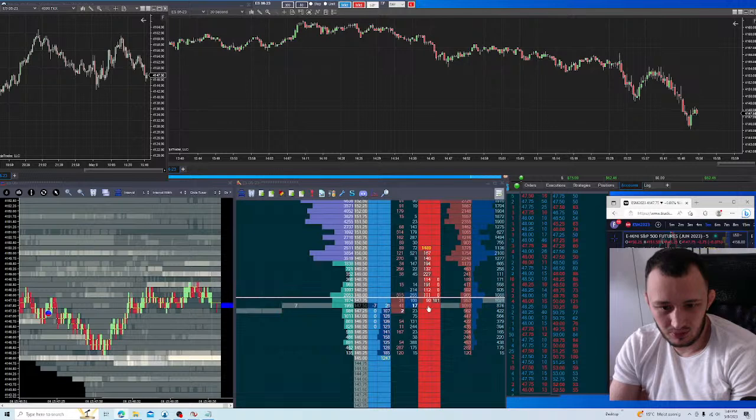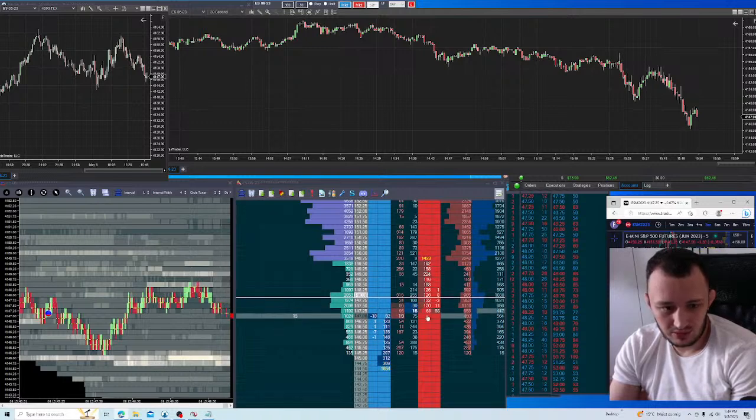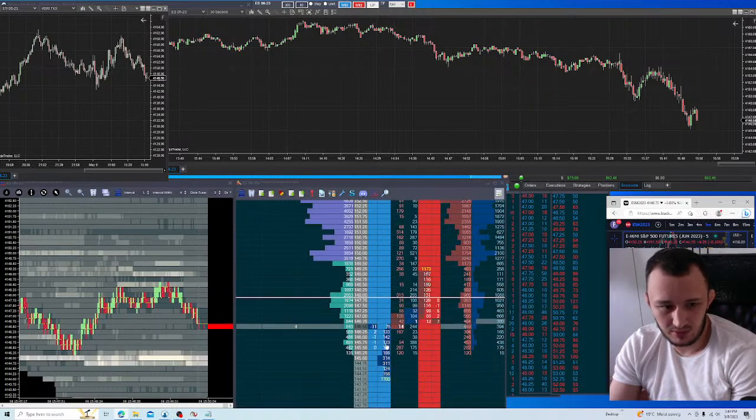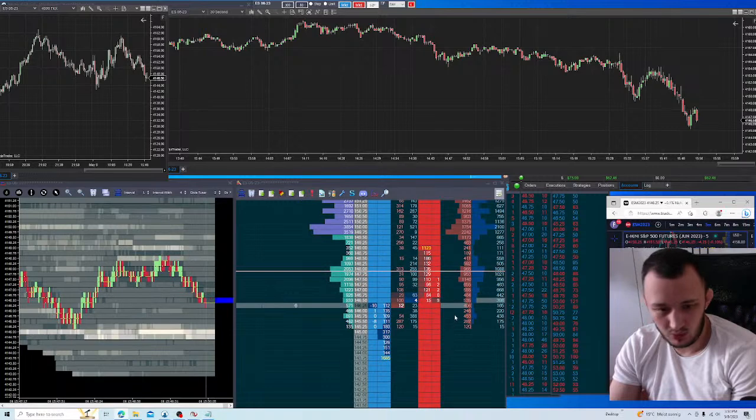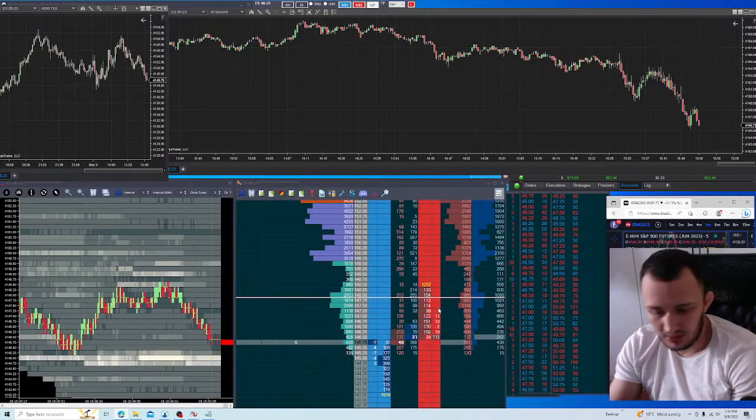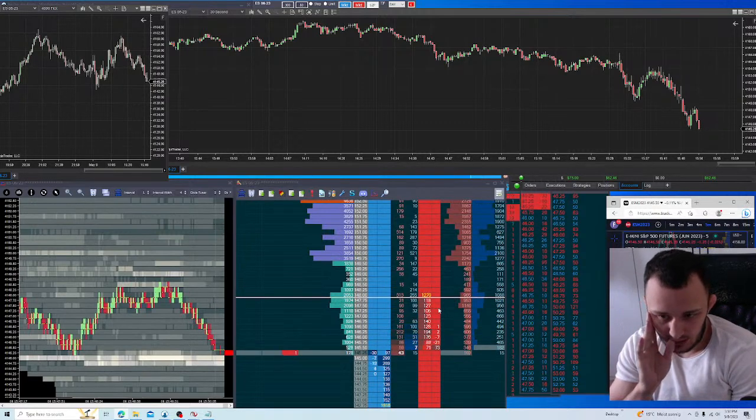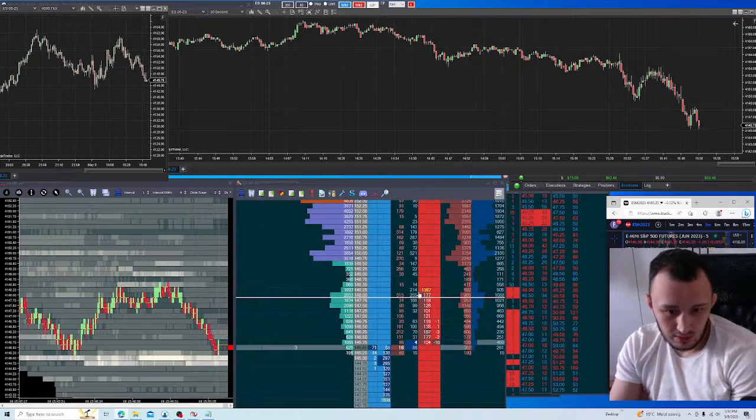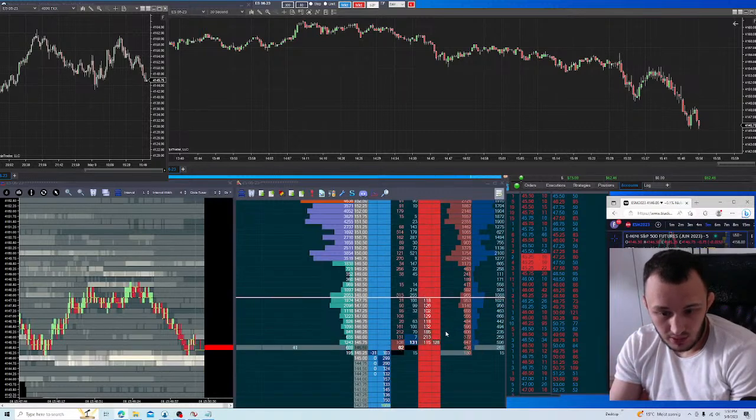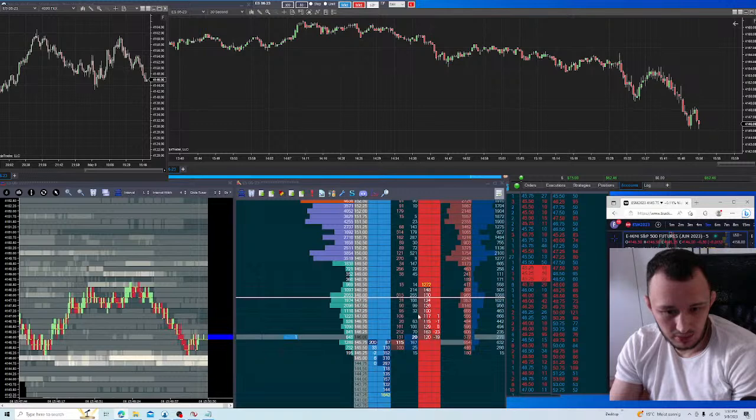It could be all we get for the pullback, and we could just continue lower from here, because we do find a strong offer here. So it's probably it for the pullback. We don't find any bid here really. Yeah, probably that was the pullback. But then again, it's okay. If you miss out on a trade or two, it's no big deal. You can miss out, it's no problem. I'd rather miss out on a trade or two than be wrong.